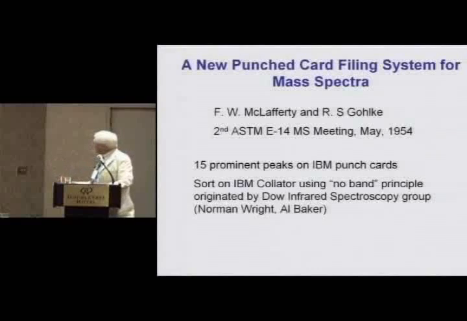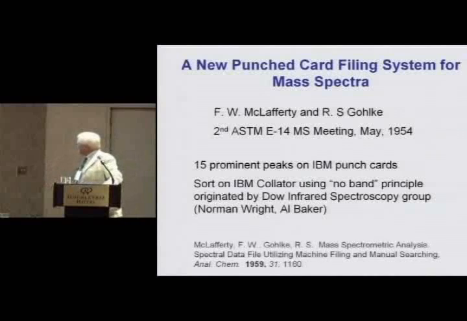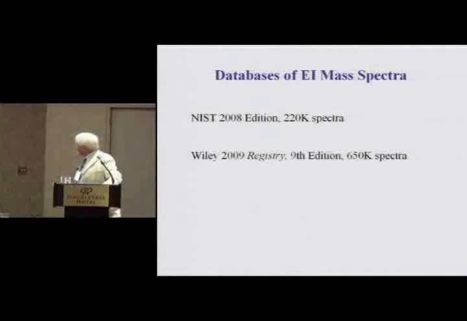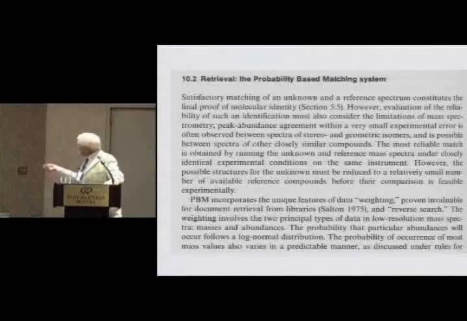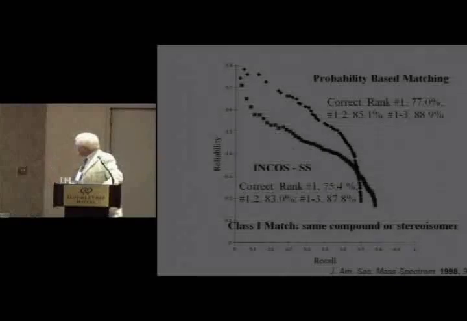And so we devised long ago a punch card filing system for going through these things, and we did publish that. And we have now databases. We're finally bringing out a 9th edition of the Wiley Registry. It takes us less than a second to search this with the probability-based matching system.